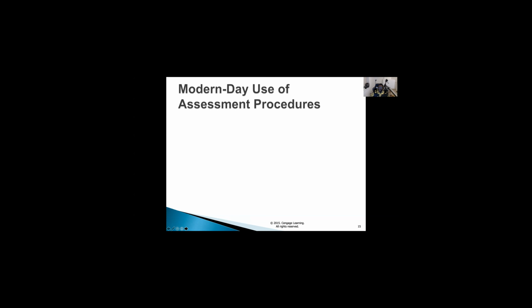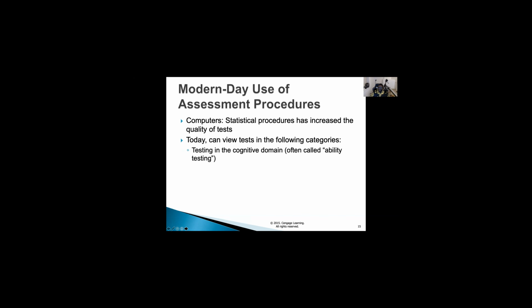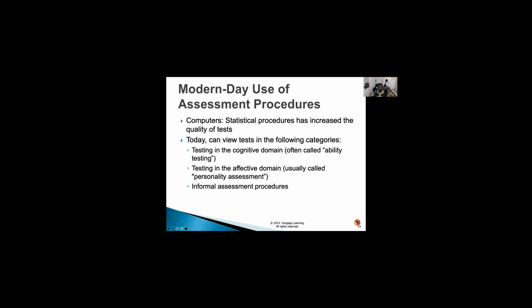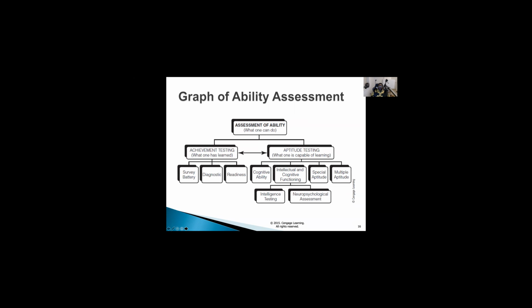What are some of the modern day uses of assessment procedures? With computer use, statistical procedures have increased the quality of the test, because you can get your results back a lot faster. The tests are scored quicker with computers. We can view tests in the following categories. Tests in the cognitive domain, often called ability testing. Tests in the affective domain, usually called personality assessment, and informal assessment procedures. So those are some of the things that we look at. And when you look at these next couple of graphs, you see how everything is categorized.